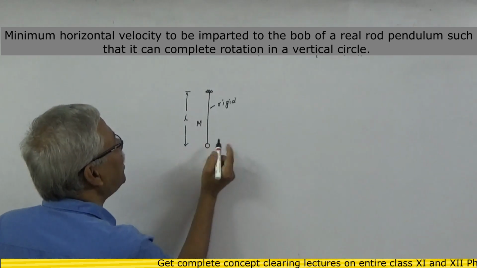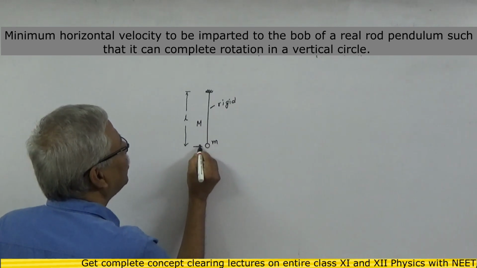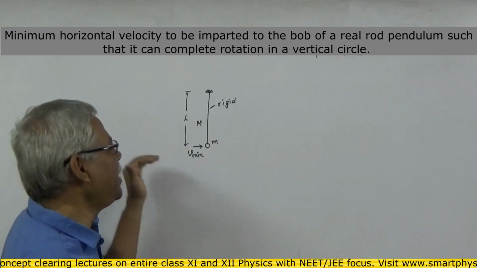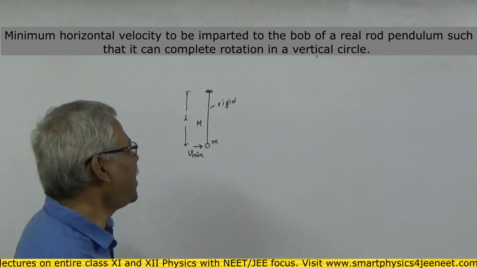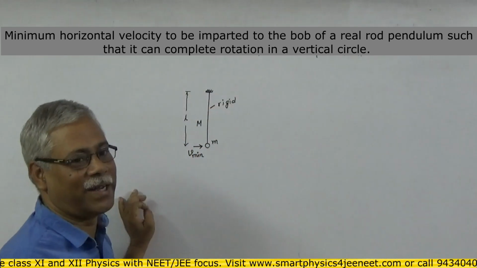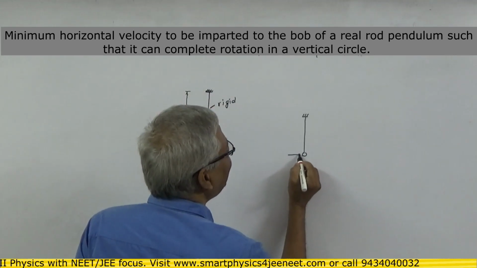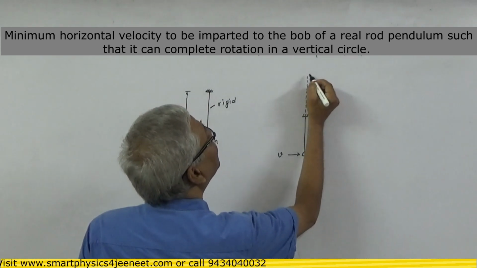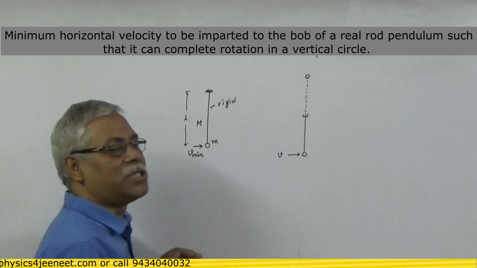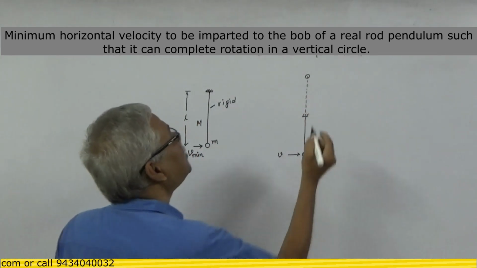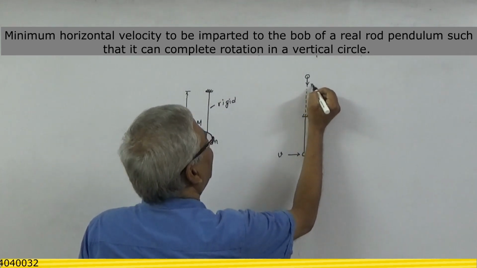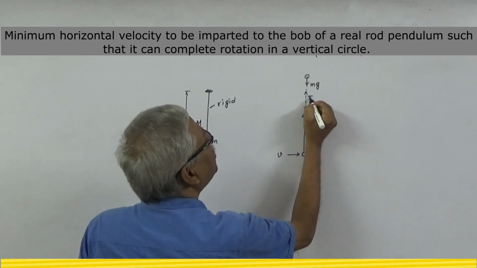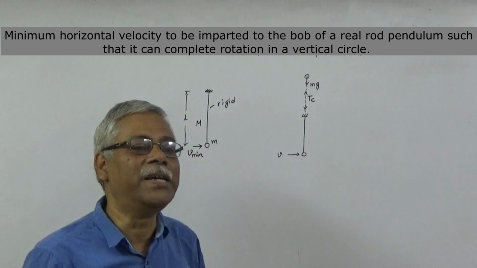The question is, what minimum velocity should you impart on the bob in the horizontal direction such that it can complete a vertical circle? Let the velocity be v. At the highest position, the bob has maximum chance of falling. At the highest position, the weight of the bob will be balanced by the force of compression developed in the rigid rod.